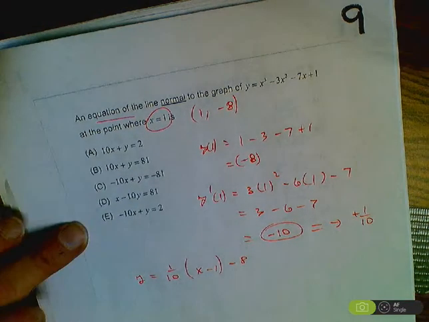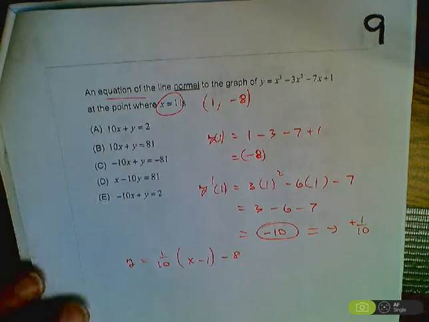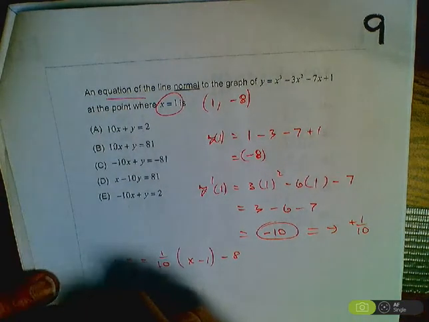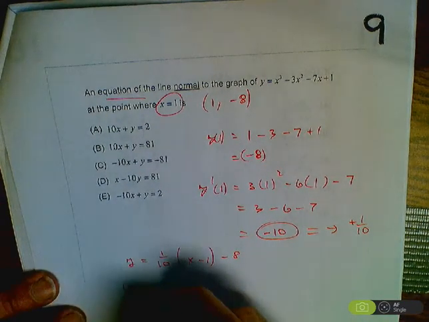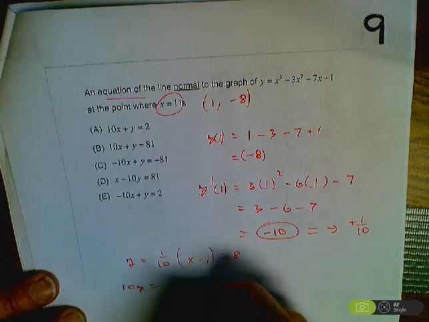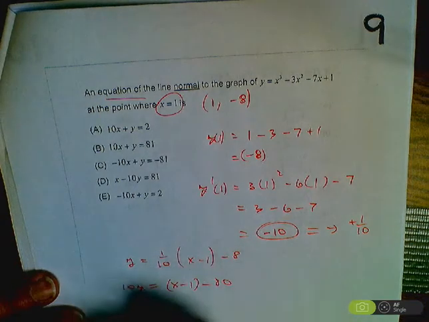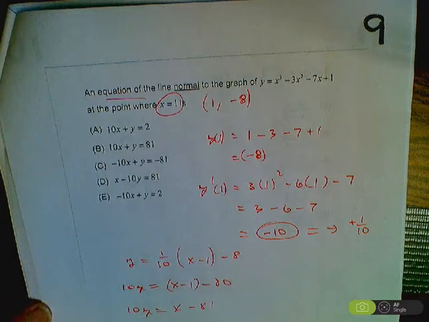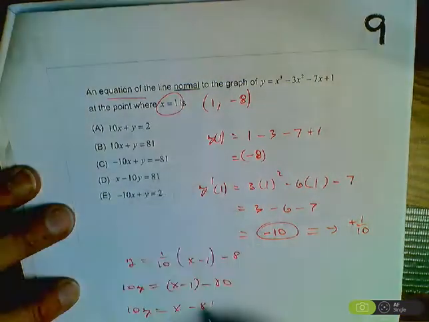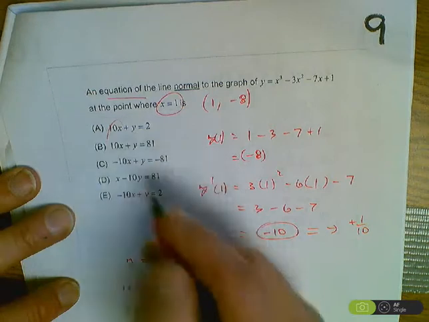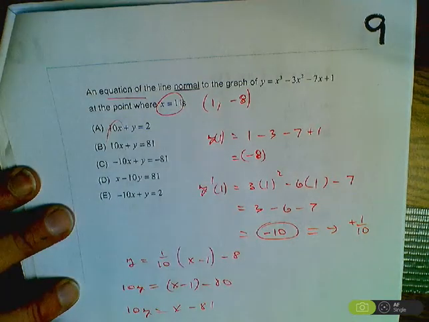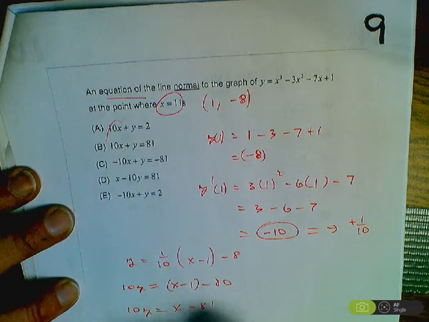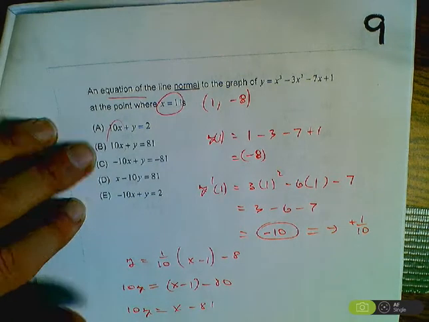Now we notice we have a standard form equation for a line for our answers. Multiply everything times 10. 10y is equal to x minus 1 minus 80. 10y is equal to x minus 81. Now you're looking at your answers. You notice that x is the front one. Y's are all whatever. So I'm just going to bring the x and say negative x plus 10y is equal to negative 81. Do I have an answer that looks like that?